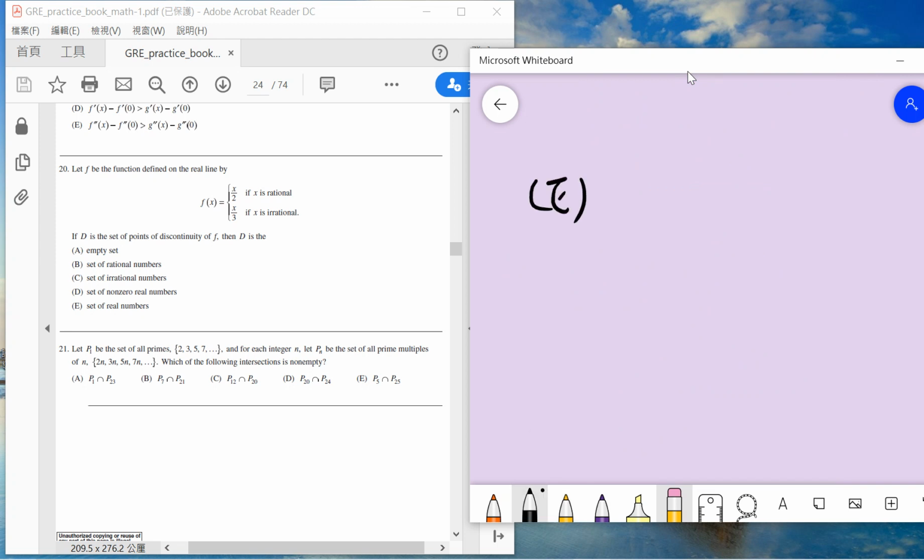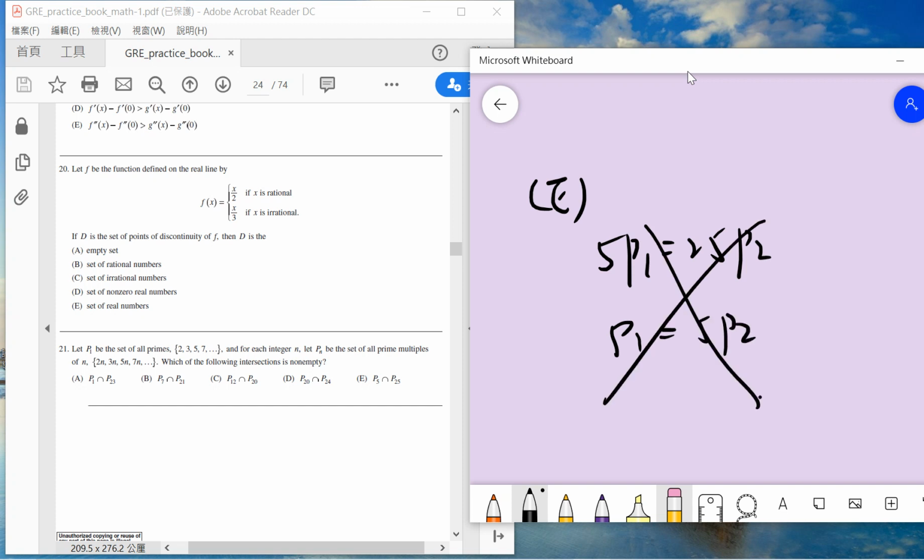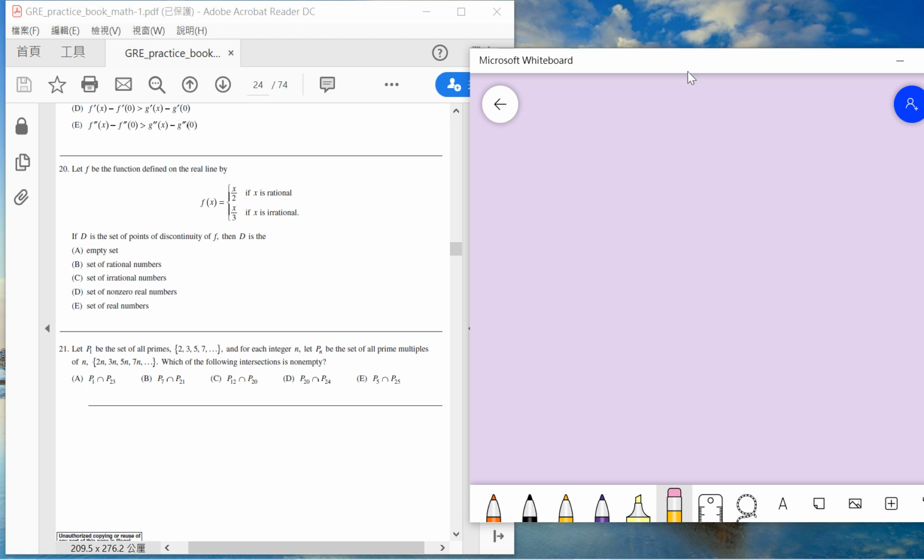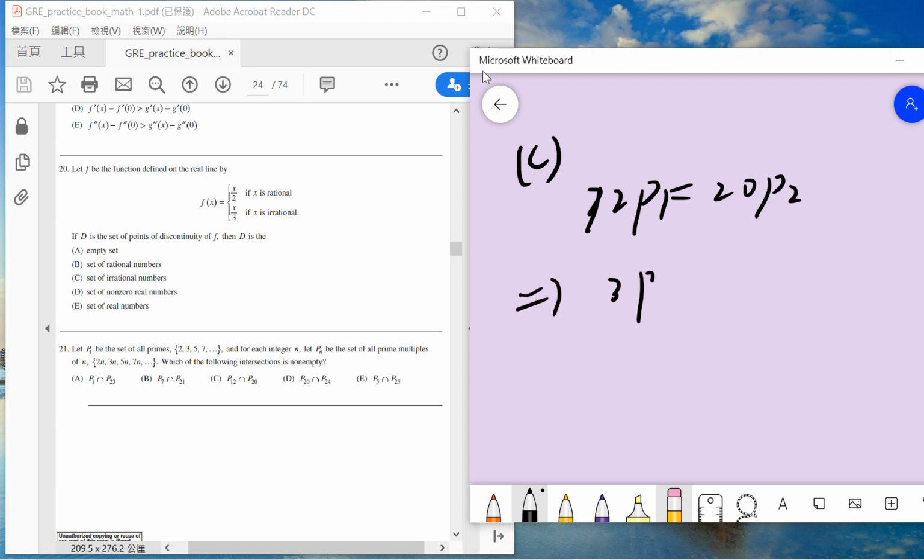Then E: 5P1 equals 25P2, so P1 equals 5P2. Also impossible. So the correct choice is C: 12P1 equals 20P2, that's 3P1 equals 5P2. So we can choose P1 to be 5 and P2 to be 3. This is the answer, so the answer is C.